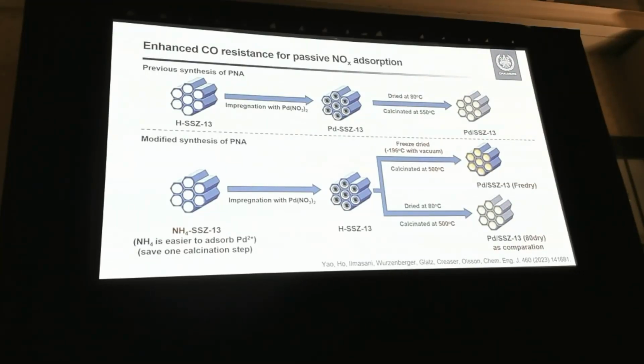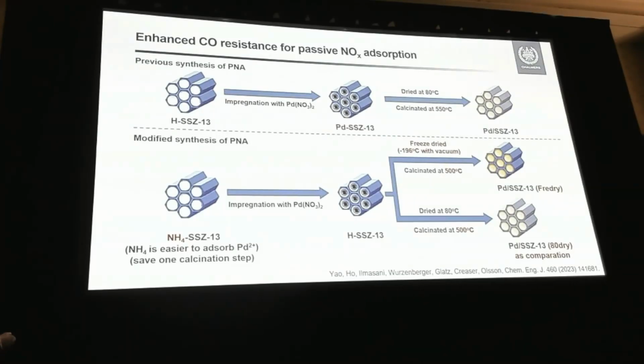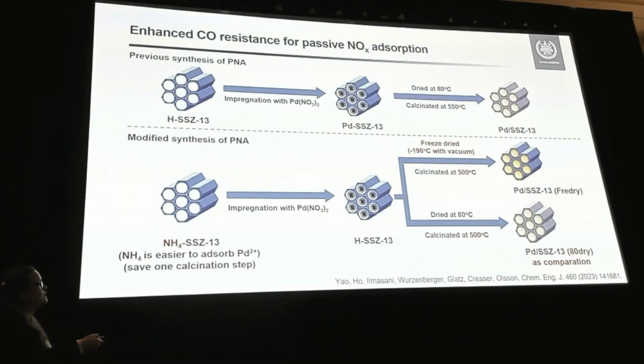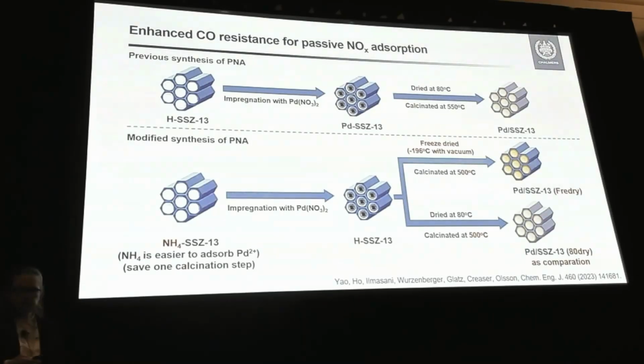What we now did was to stop at ammonia as step 13, so we didn't design for the hydrogen form. Instead, we introduced ammonia, as I said, platinum nitrate. And then we did two different ways to dry it. One was freeze dry. And the other one dried at 80 degrees.